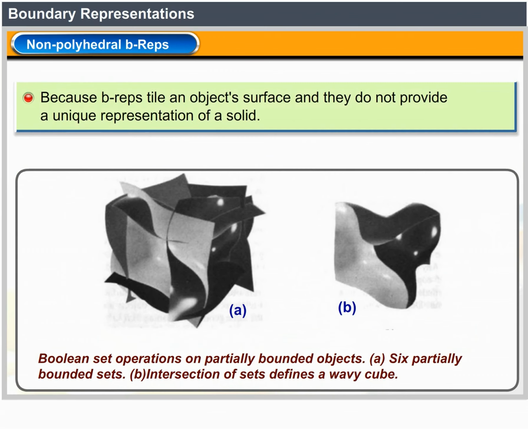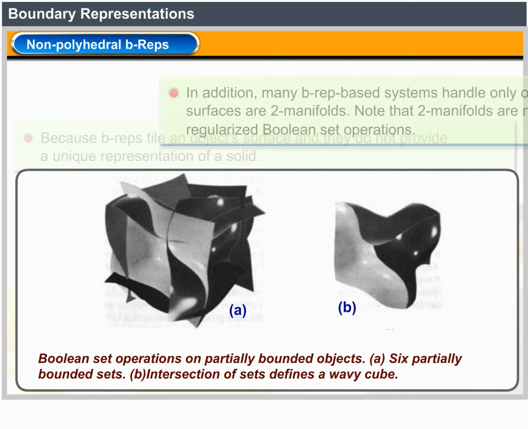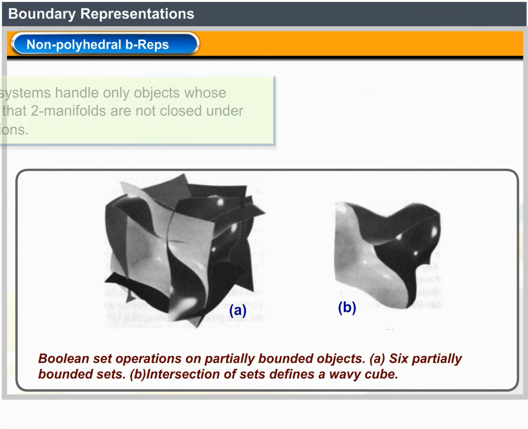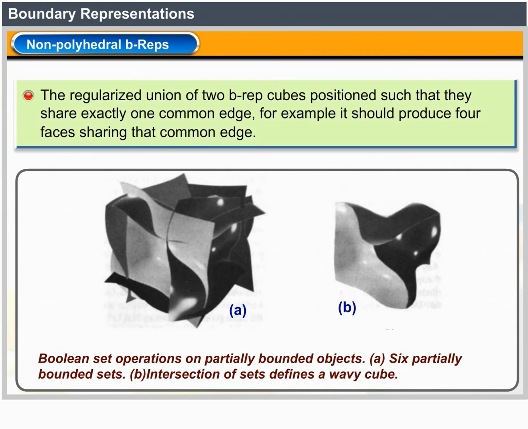Because B-reps tile an object's surface, they do not provide a unique representation of a solid. In addition, many B-rep-based systems handle only objects whose surfaces are two-manifolds. Note that two-manifolds are not closed under regularized Boolean set operations. The regularized union of two B-rep cubes positioned such that they share exactly one common edge, for example, should produce four faces sharing that common edge.